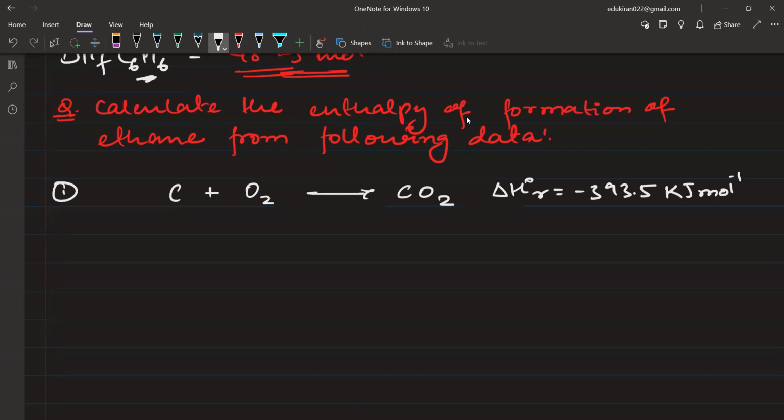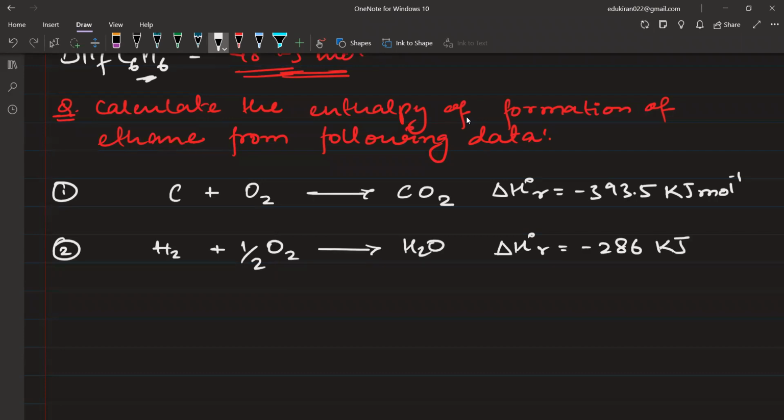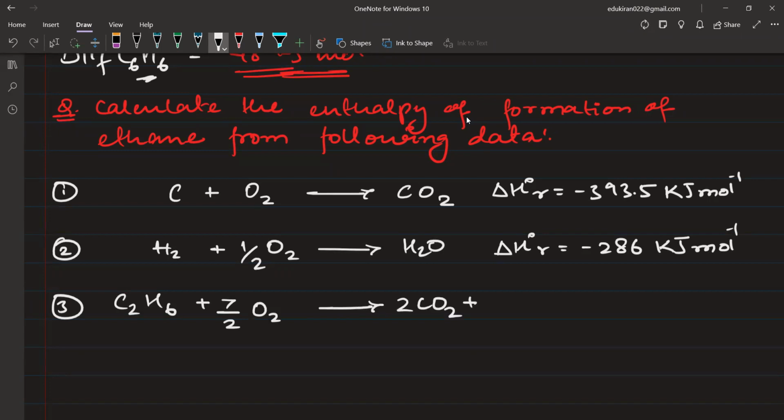per mole. Second reaction that you have been given is H2 plus half O2 gives you H2O. Enthalpy of this reaction is given out to be minus 286 kilojoule per mole. Third, you have been given C2H6 plus 7/2 O2 is giving you 2 moles of carbon dioxide plus 3 moles of H2O, and the enthalpy of this reaction is equal to minus 1560 kilojoule per mole.